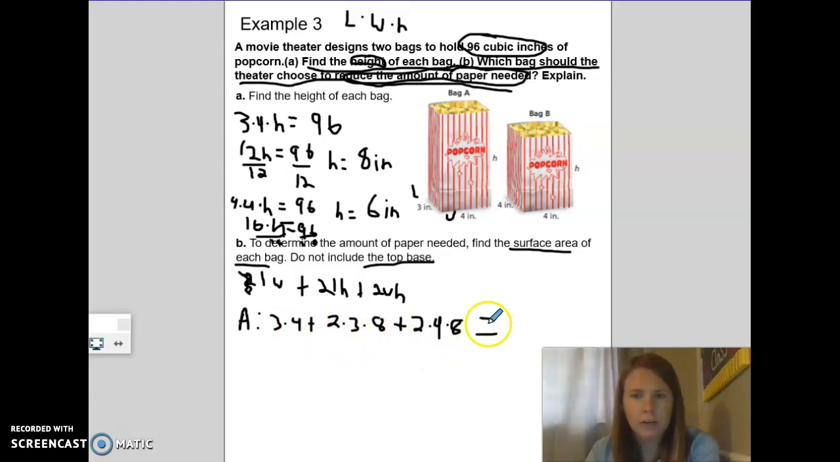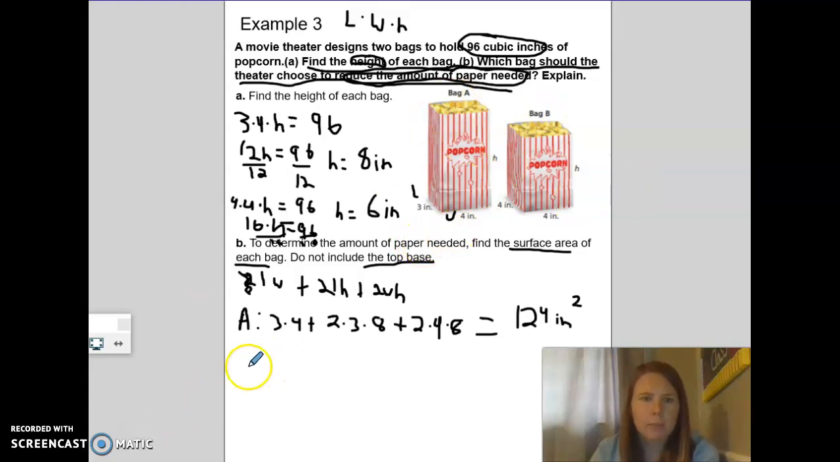Remember, don't plug this just into a calculator and solve. Please finish out your multiplication first. So 3 times 4 is 12. When I do 2 times 3 times 8, looks to be that I get 48. 2 times 4 times 8 then is 64. So I'm going to add those all together. So I'd add 12 plus 48 plus 64, and I get 124. Now remember that this is inches and it's a surface area, so it's going to be inches squared. Okay, so that's how much paper that bag A is using.